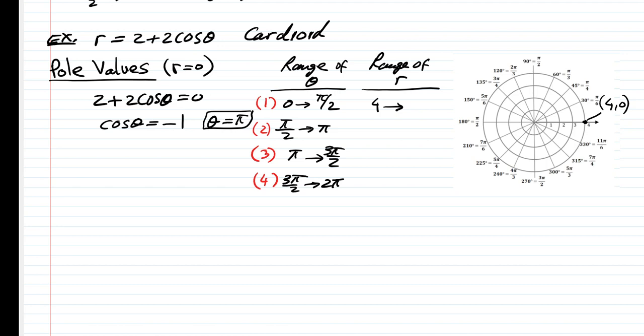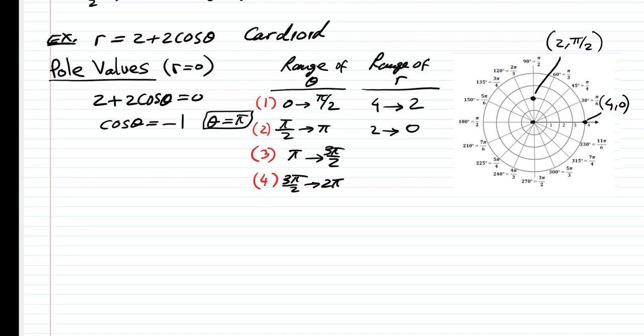At pi over 2, cosine is 0, so r reaches 2. So this is going to be right in here. At 90 degrees, it reaches the radius of 2. So that's 2 and pi over 2. And then where is it going to go? From 2 to the pole, at pi the value goes from 2 to 0. So it's going to end up right in here.